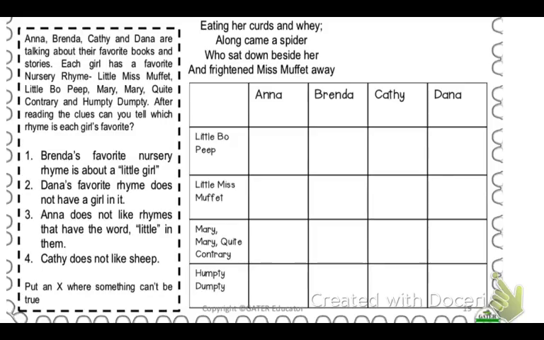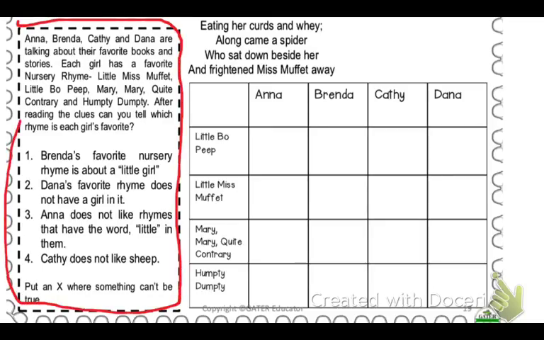On the right, underneath the picture, you have Humpty Dumpty. Humpty Dumpty sat on a wall. Humpty Dumpty had a great fall. All the king's horses and all the king's men couldn't put Humpty together again. And last we have Little Miss Muffet. Little Miss Muffet sat on a tuffet, eating her curds and whey. Along came a spider who sat down beside her and frightened Miss Muffet away. Over here, on the left now, we have clues.